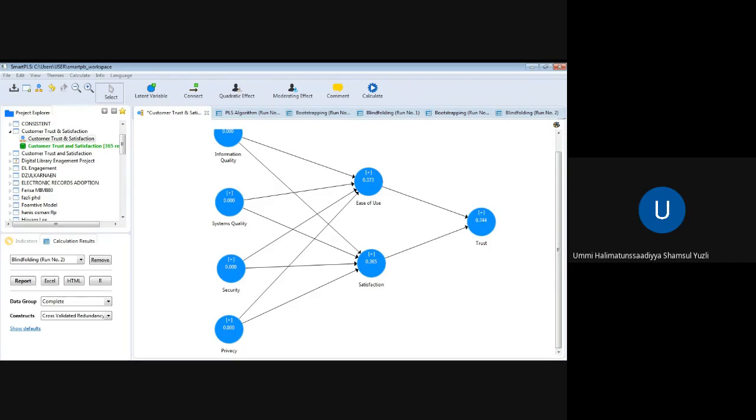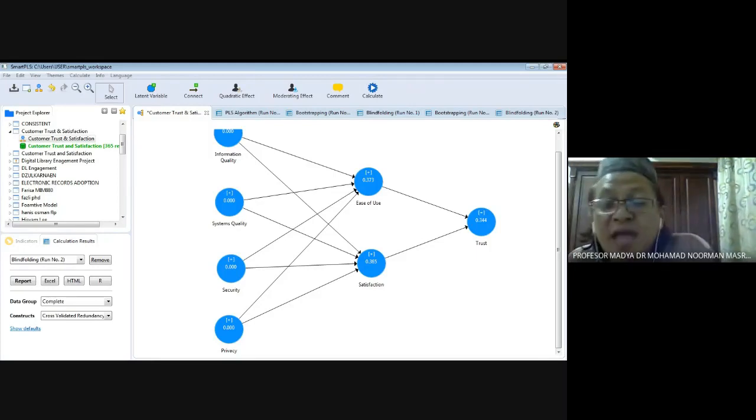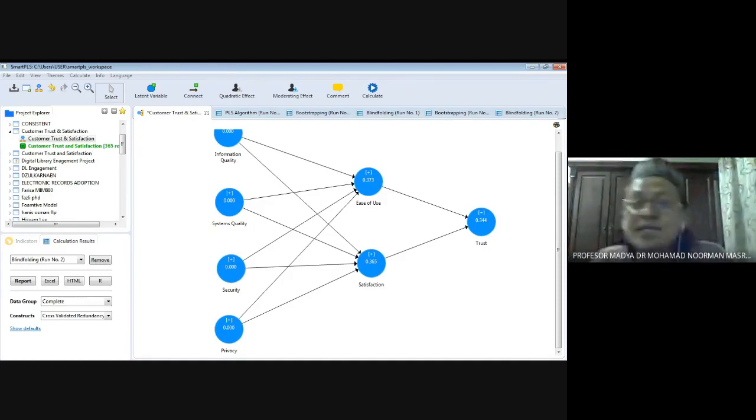Yes, Prof, understood. Okay, so if the value is negative and you hypothesize negative, you can conclude that the hypothesis is supported. Now, what if you hypothesize to be positive, and the value is negative 3.00? Still, your hypothesis is rejected because of the different sign. You hypothesize positive, but the output is negative, so you still reject the hypothesis. Is there any other question?